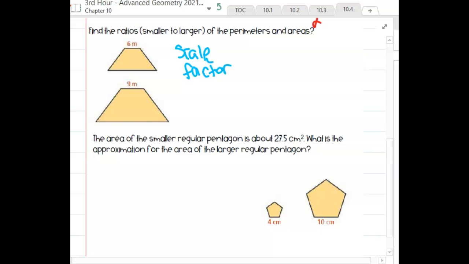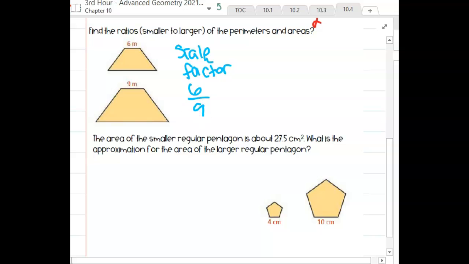Now, you have to read the directions here. Okay, it says find the ratios of the smaller to the larger, which means if you're going to write the ratio as a fraction, the smaller side length needs to go in the numerator, the larger side length needs to go in the denominator. So the smaller, 6, to the larger, 9.